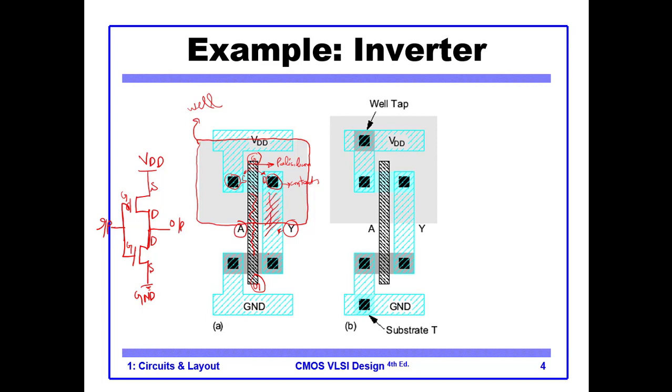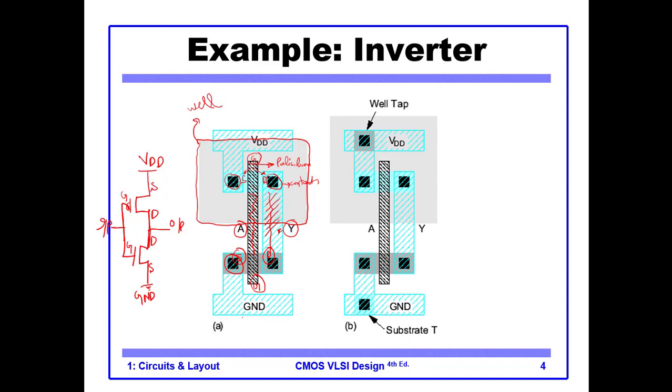This one is our output, which shorts the drain of the PMOS with the drain of the NMOS. And you can see that the source of the NMOS is in contact with the ground. So this is the overall structure.